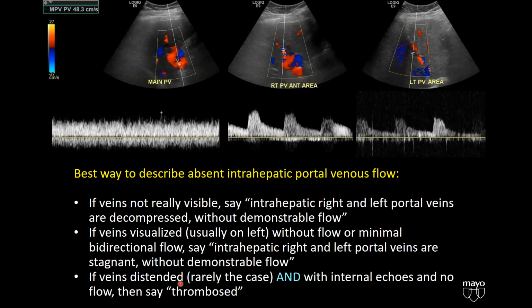And if you see that the veins are distended, or if they are normal caliber and they have echoes, then you say they're thrombosed. Because I think people get freaked out if you talk about thrombosis of intrahepatic portal veins, when really we commonly see stagnant flow within the portal veins after putting in the TIPS.